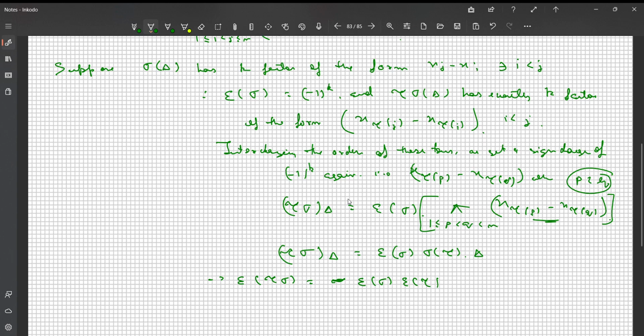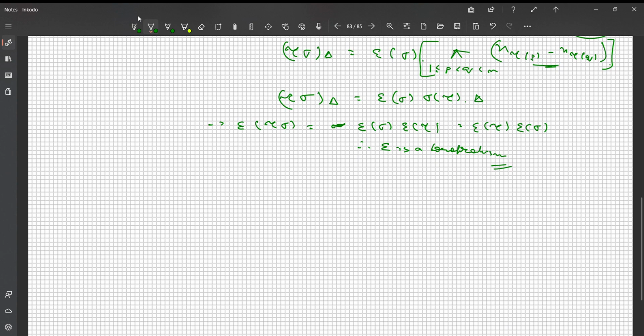But that means the sign of epsilon tau sigma is nothing but epsilon sigma times epsilon tau. Obviously, the images under the mapping epsilon will commute because they are elements of the multiplicative group plus minus 1, so they obviously commute. So this is nothing but epsilon tau times epsilon sigma. Therefore epsilon is a homomorphism. Epsilon is a homomorphism. Clear? Got it? Clear?